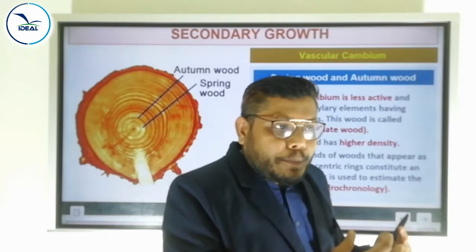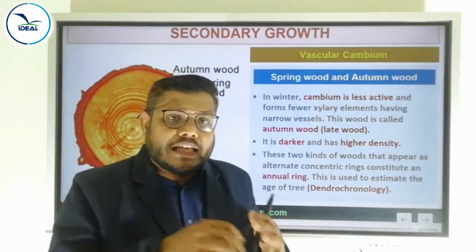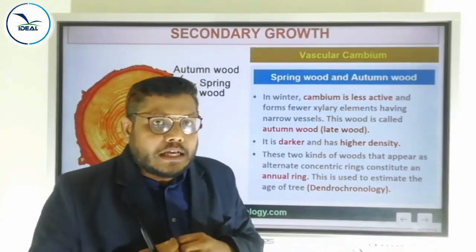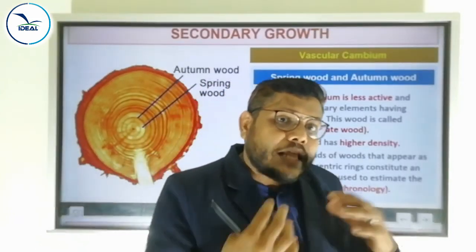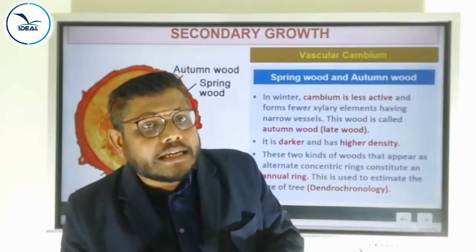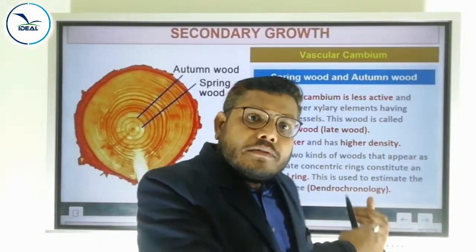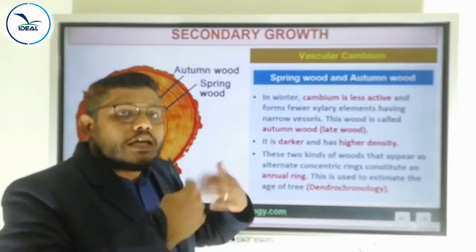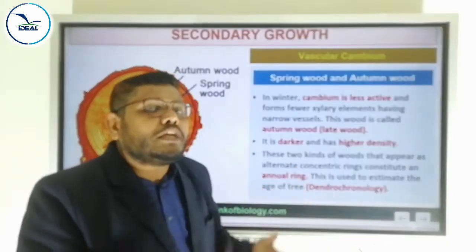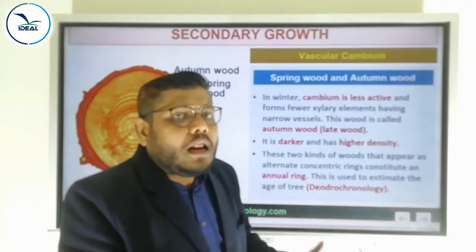So depending upon the activity of the cambium, there are two types of wood. One is called autumn wood and another one is called spring wood. Is it clear? These are the woods formed based on the activity of the cambium that is controlled by physiological factors and environmental factors. If the cambium is very active in spring season, it produces a large amount of xylem elements with a wider cavity. Such a type of wood is called spring wood or early wood. That particular wood is light in color and has less density.